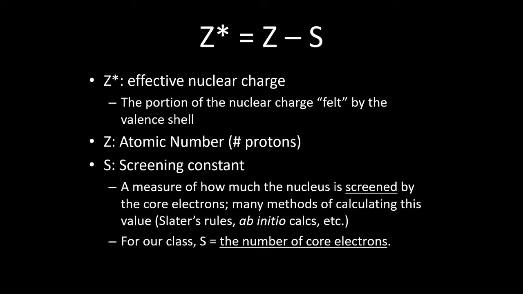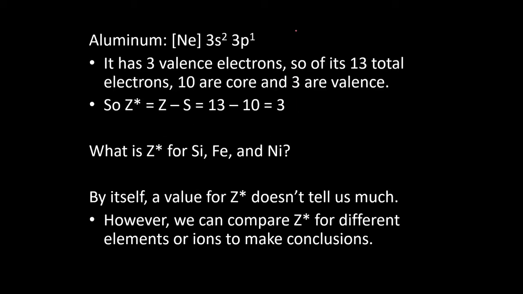Not without dramatic changes to that atom. So anyway, the effective nuclear charge is just the number of protons minus the number of core electrons. So for aluminum, as an example here, aluminum has 13 protons. That is the atomic number of aluminum. And if you work out the electron configuration for aluminum, you will figure out that it has 10 core electrons.